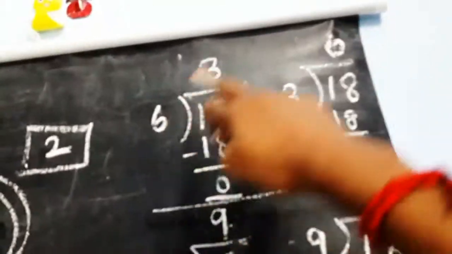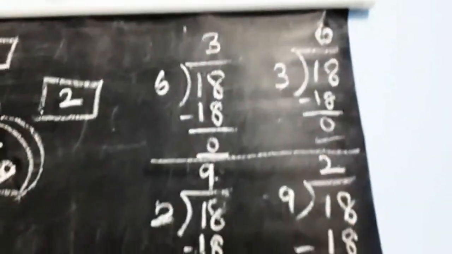Here 6 3s are 18, 3 6s are 18. Easiest step.